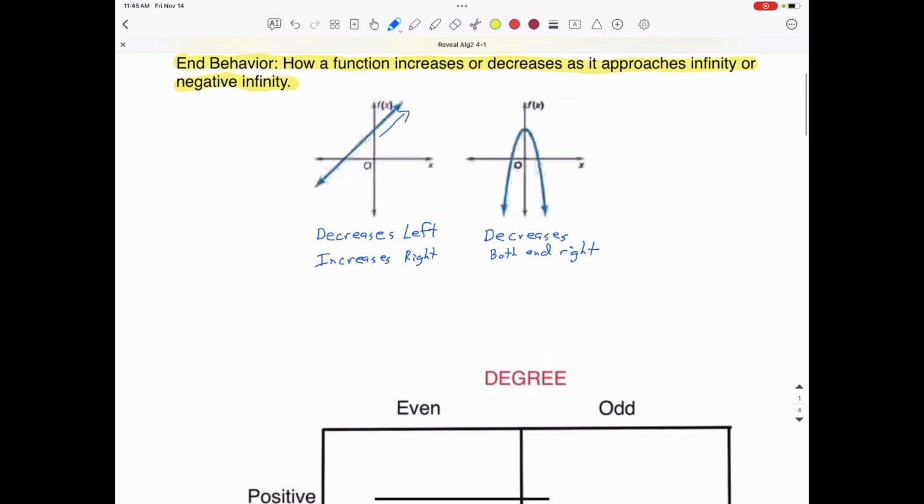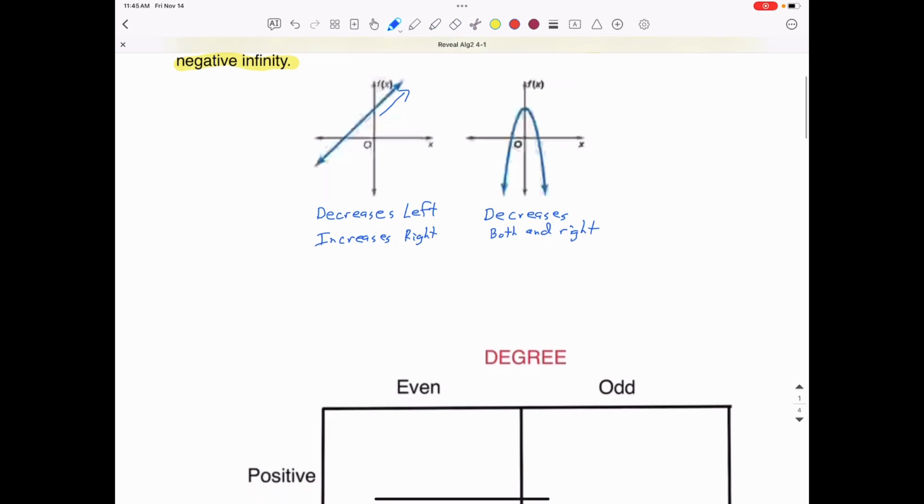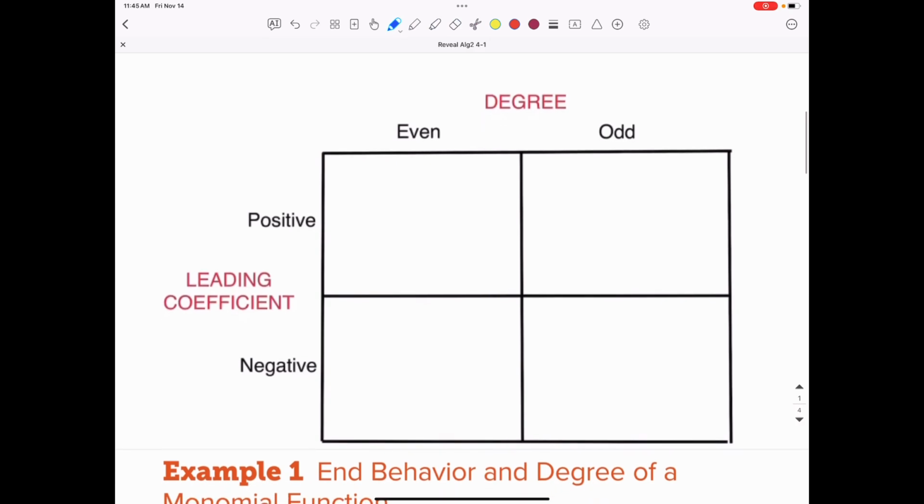There are some patterns to end behavior. The patterns have to do with the degree of the function, and with what the leading coefficient is. Looking at this chart, when we look at the degree of a function, we're looking to determine whether the degree is an even number or an odd number. Remember, the degree means the highest exponent. And when we look at the leading coefficient, we're looking to see whether it is a positive number or a negative number.